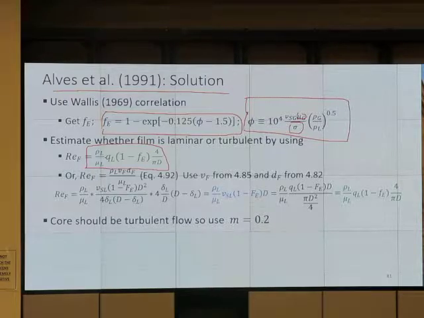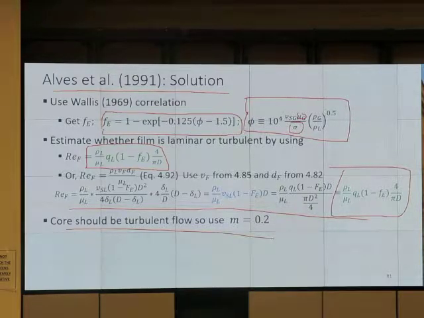Okay? That is some kind of derivation. Eventually we get this. The core should be turbulent flow. If it's laminar flow, it won't be enough to lift the film up. So that's the closure relationship for this case. What is the limitation of that closure relationship?